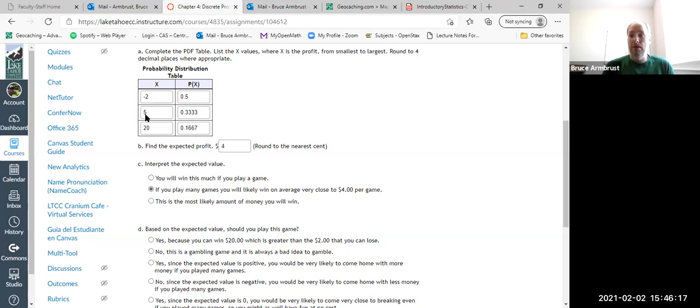The first one says you will win this much if you play a game. We don't know how much you're going to win if you play a game. That's an unknown. Every time I take a die and I roll it, I'm unsure what the outcome is. That's part of what makes these games fun, right? Ooh, am I going to win this time? The last one here, where it says this is the most likely amount of money you will win, that is also false.